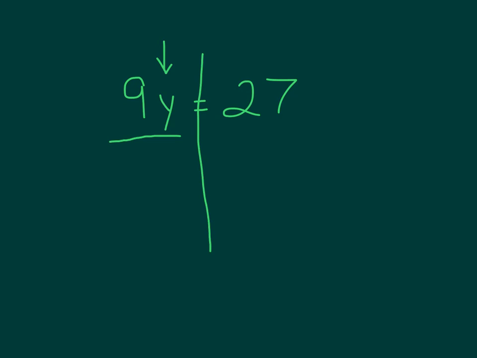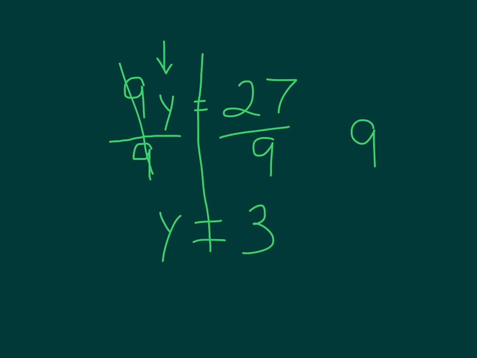So to do that, to get it by itself, I'm going to do the opposite of timesing, which is dividing, and I divide by 9. And if I do it to one side, I have to do it to the other side. Okay, so 9 divided by 9, that cancels out, it becomes a 1. So that's one group of y, which is just y, and that's going to equal 3. And if I wanted to check that, I could see 9 times 3, which was the y, and I know that equals 27. So those two sides are the same.